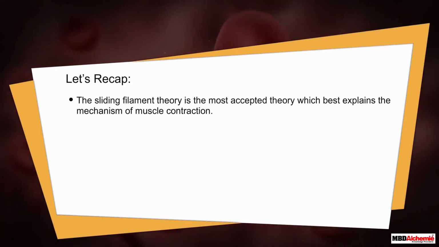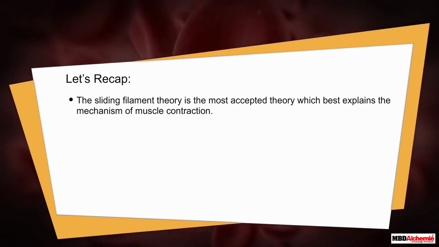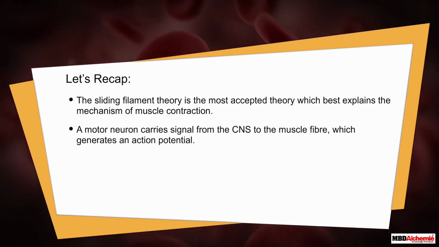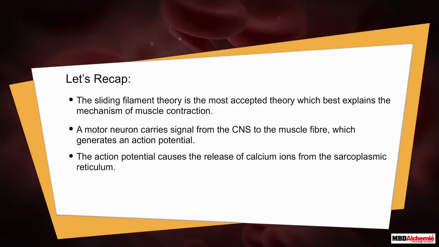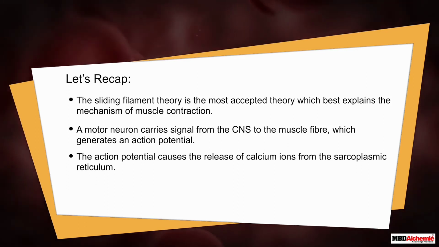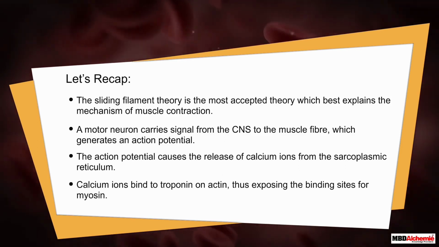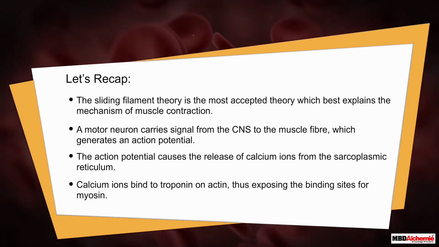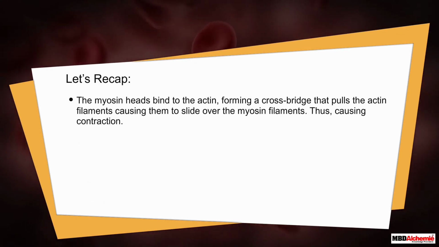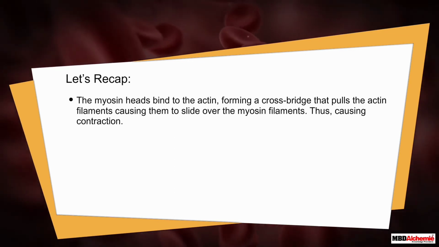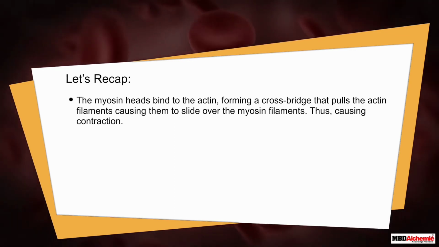Let's recap. The sliding filament theory is the most accepted theory which best explains the mechanism of muscle contraction. A motor neuron carries signal from the CNS to the muscle fiber, which generates an action potential. The action potential causes the release of calcium ions from the sarcoplasmic reticulum. Calcium ions bind to troponin on actin, thus exposing the binding sites for myosin. The myosin heads bind to the actin, forming a cross bridge that pulls the actin filaments, causing them to slide over the myosin filaments, thus causing contraction.